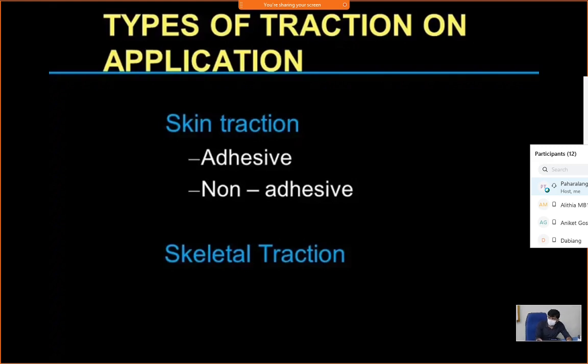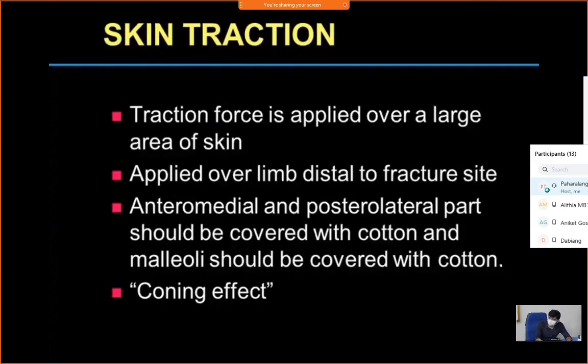Types of traction based on application. This one is skin traction. There are two types of skin traction. One is adhesive, one is non-adhesive. And skeletal traction. Skin traction is non-invasive. You have to apply it over the skin, and in skeletal traction you have to put either a pin or wire in the skeleton. In any bone you can apply skeletal traction, upper limb, lower limb. I will come to this later on. Skin traction: traction force is applied over a large area of skin, applied over a limb distal to the fracture site.